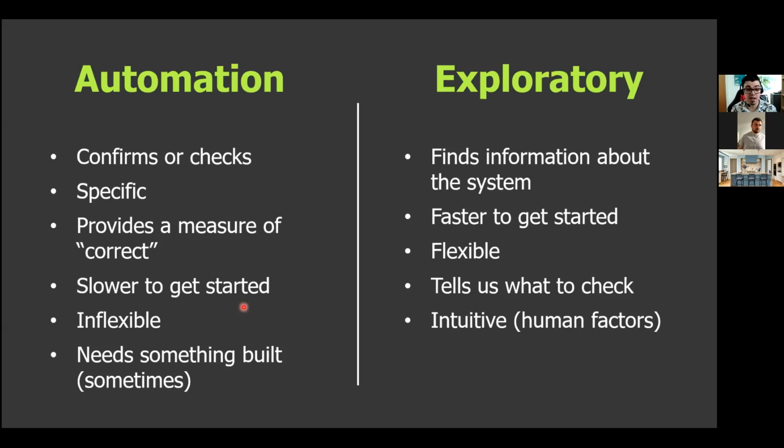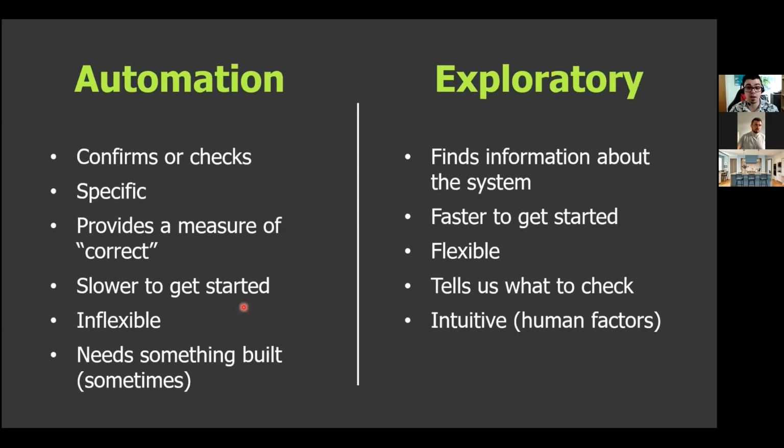It's also completely flexible. Automation has to run on rails, and it will say, do this, do this, do this, pass, do this, do this, do this, pass. With exploratory testing, we can go, ooh, this failed. What about getting more information about this? And that comes because it's intuitive. We use a lot of human factors here.